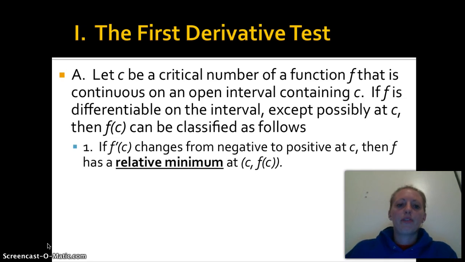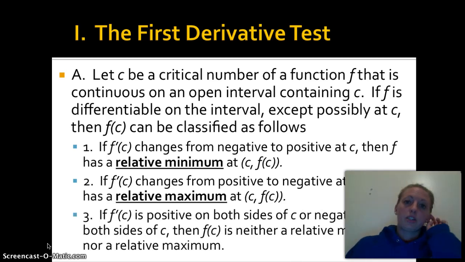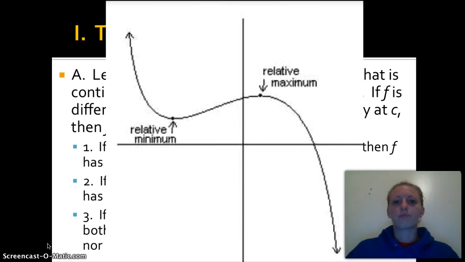So if the first derivative changes from negative to positive, then f has a relative minimum at c, f of c. If it changes from positive to negative, then it has a maximum. So negative to positive, decreasing to increasing, or increasing to decreasing. And if it doesn't do either of those, then it is neither a max nor a min.